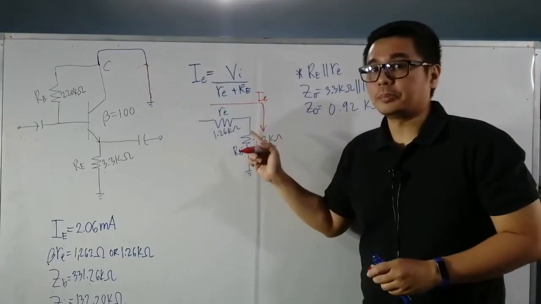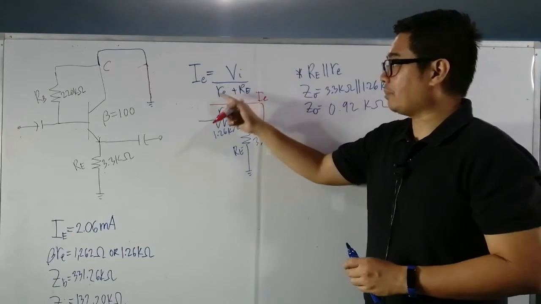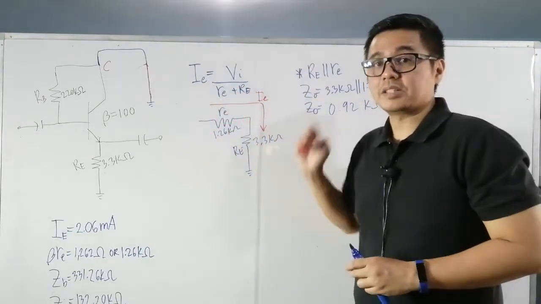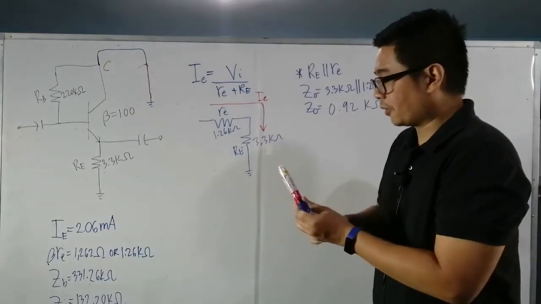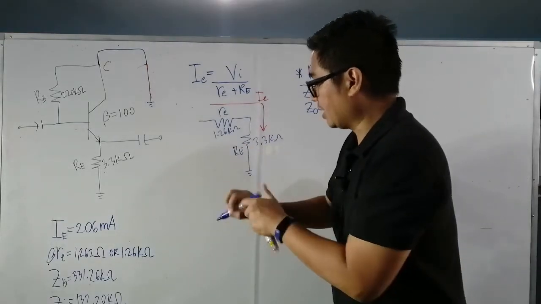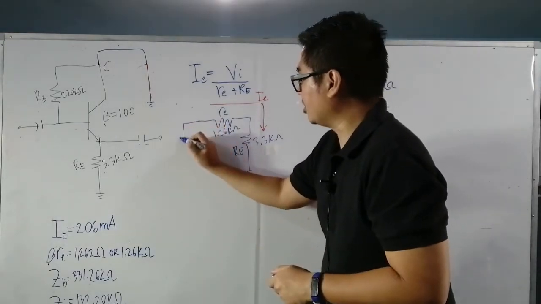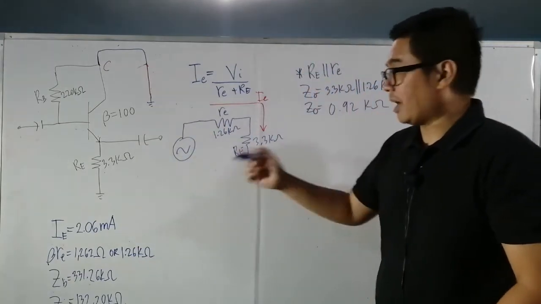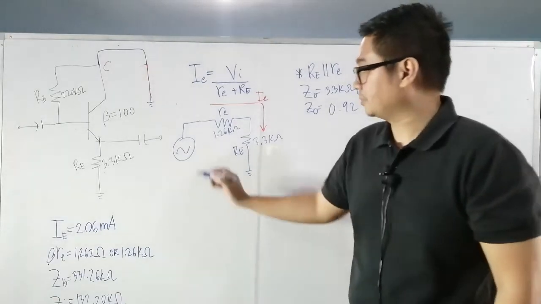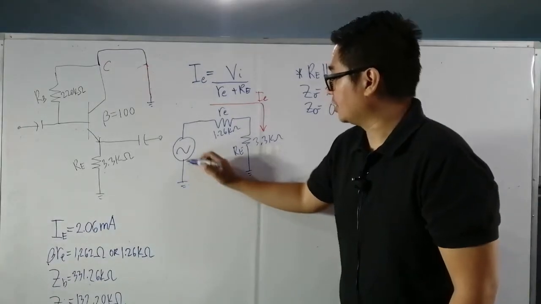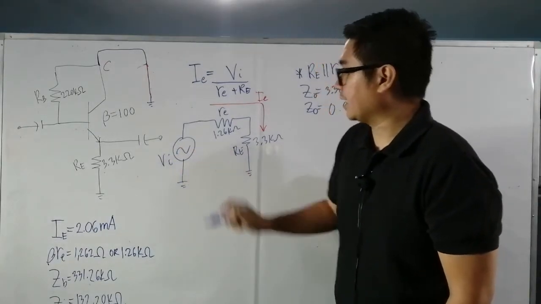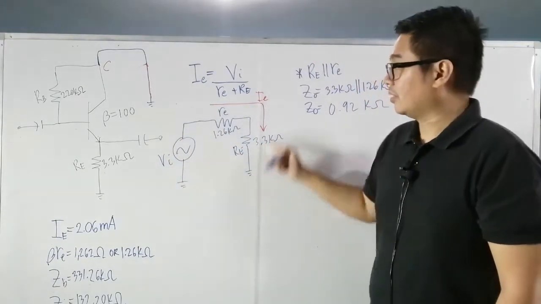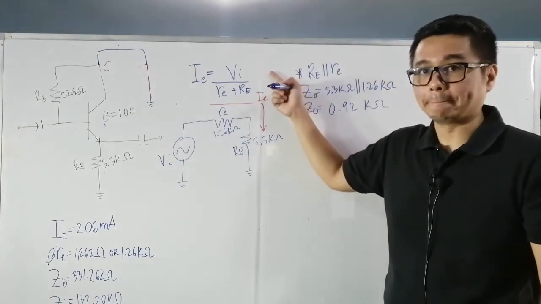Ibig sabihin din nito, yung V sub I, ina-apply natin sa pagitan ng terminals ng r sub e plus R sub E. Therefore, nandito yung ating input voltage na AC. So it's represented by the schematic symbol for an AC source. So this is your V sub I. This is the equivalent circuit of this equation.